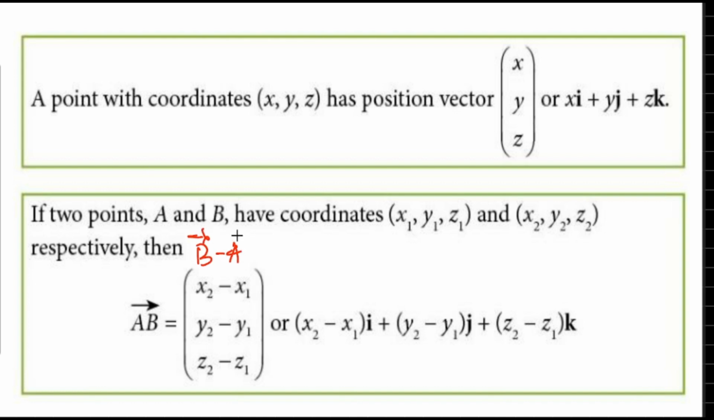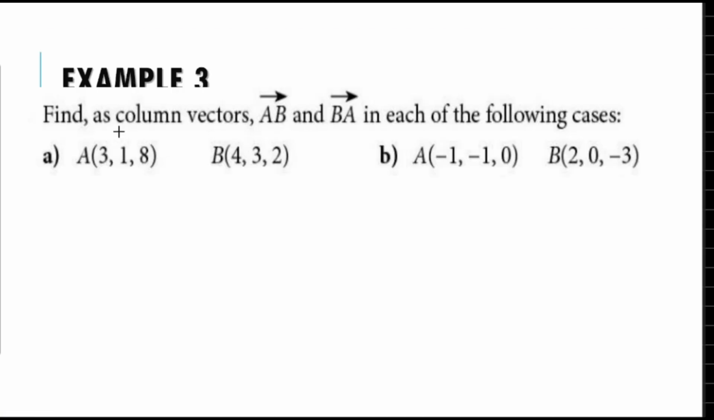Okay, so I believe you understand the difference between a position vector and a displacement vector. A position vector starts from the origin and the first letter is O. A displacement vector starts from a point, like A, B, P, Q, and to find the displacement you do the second vector minus the first vector. Alright guys, example: find as column vectors AB and BA in each of the following.